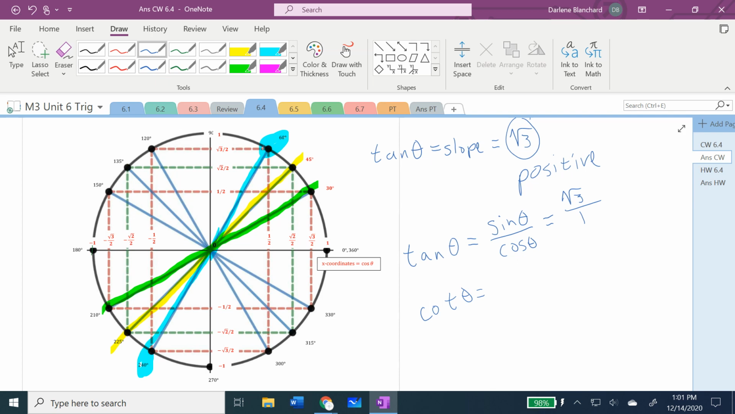I'm not quite sure what you mean, but I will say that for this one, your tangent is 1 divided by root 3. For this one, your tangent is 1. And for this one, your tangent is root 3.